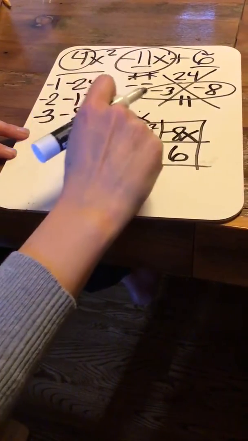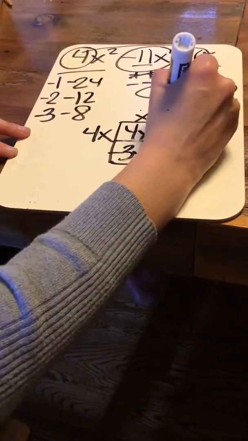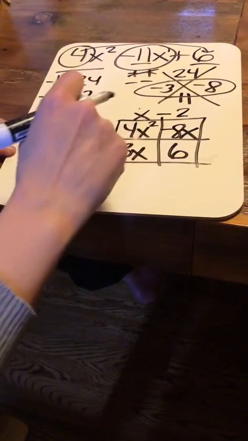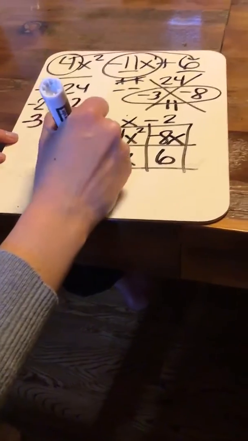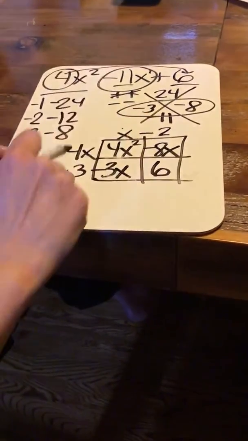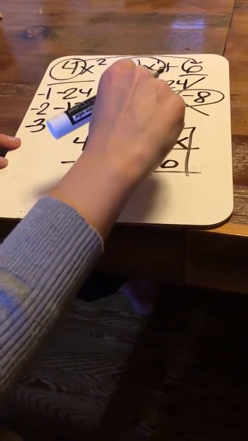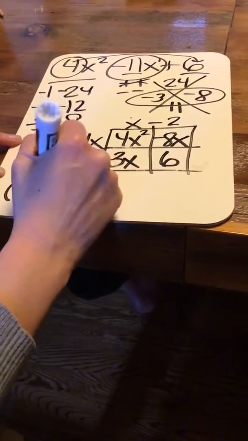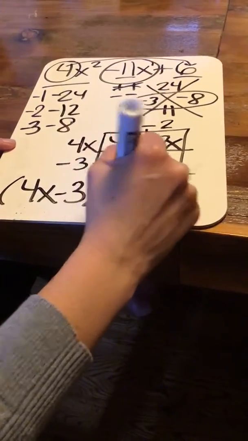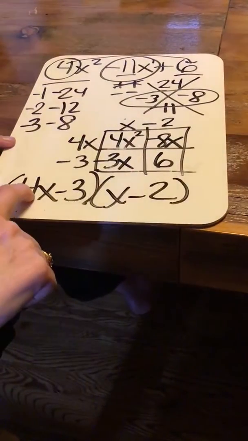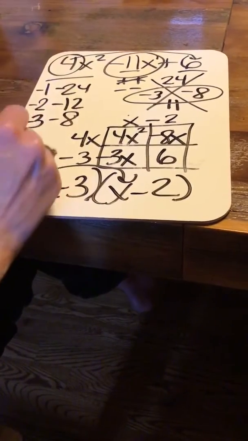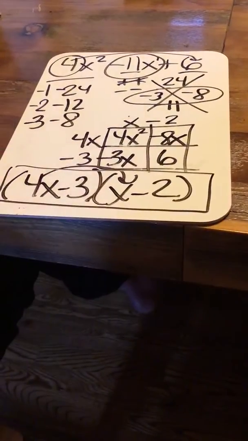4x times x makes 4x squared. This one would have to be negative 2. 4x times negative 2 makes negative 8x. And this one down here, what times x makes negative 3x? Negative 3. Let's check that. X times negative 3 makes negative 3x. Negative 2 times negative 3 makes positive 6. So I do have my answer, 4x minus 3, x minus 2. 4x times x does make my 4x squared that I started with, so I know that I did all the work necessary to get my answer.